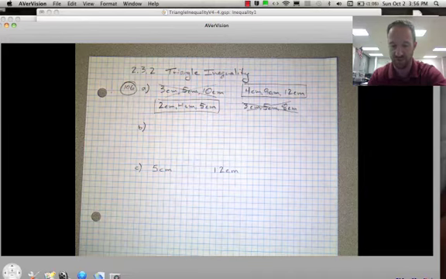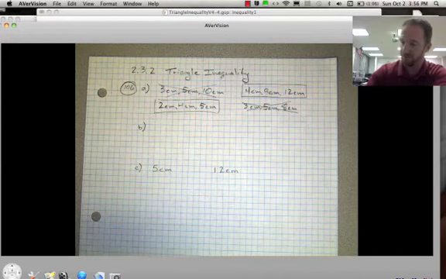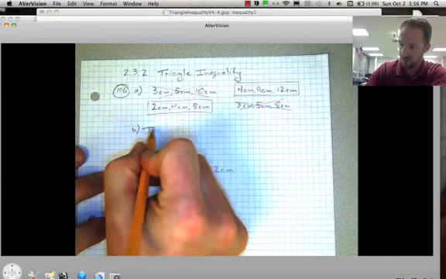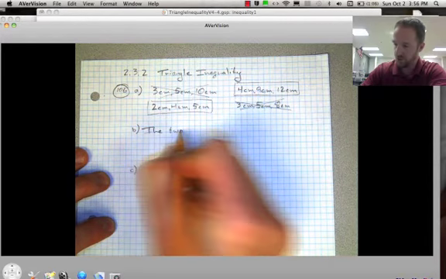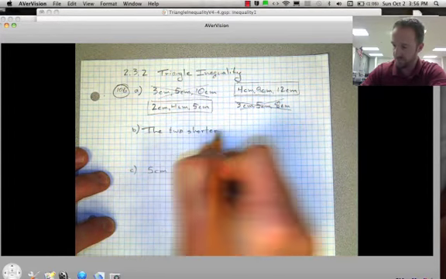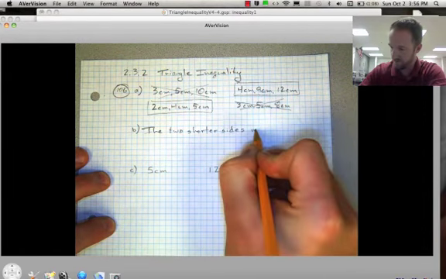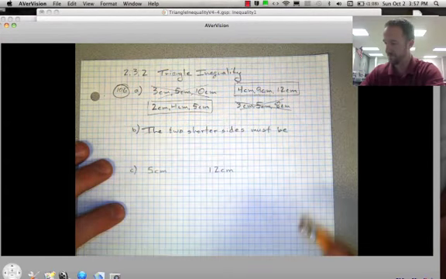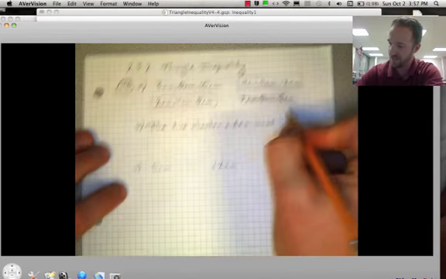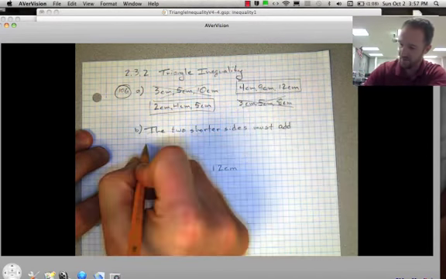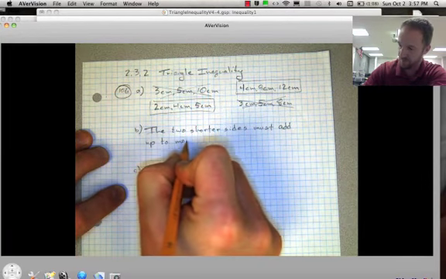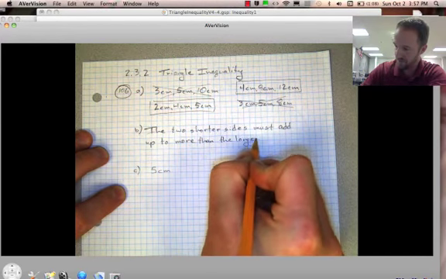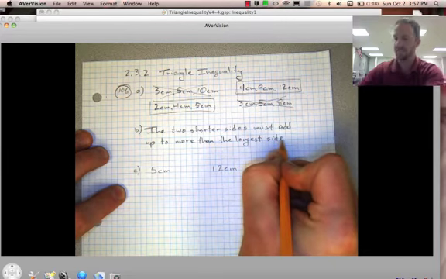Now, hopefully, as I've been explaining this, you realize that in order to make a triangle, the two shorter sides must add up to more than the longest side. That's how we can tell whether three side lengths make a triangle.